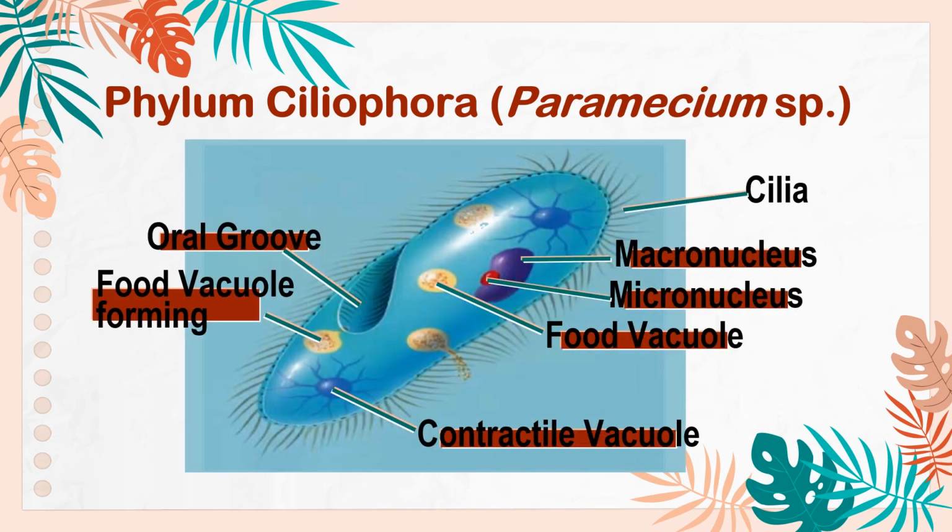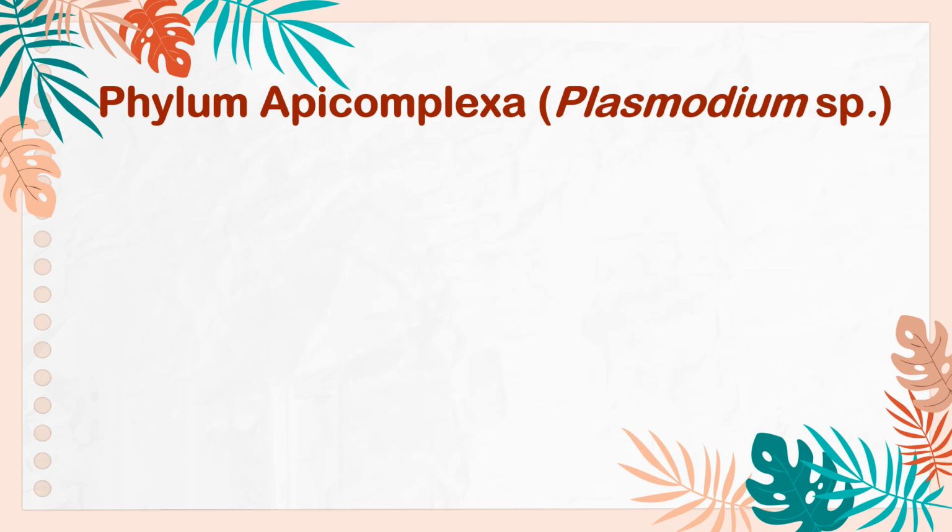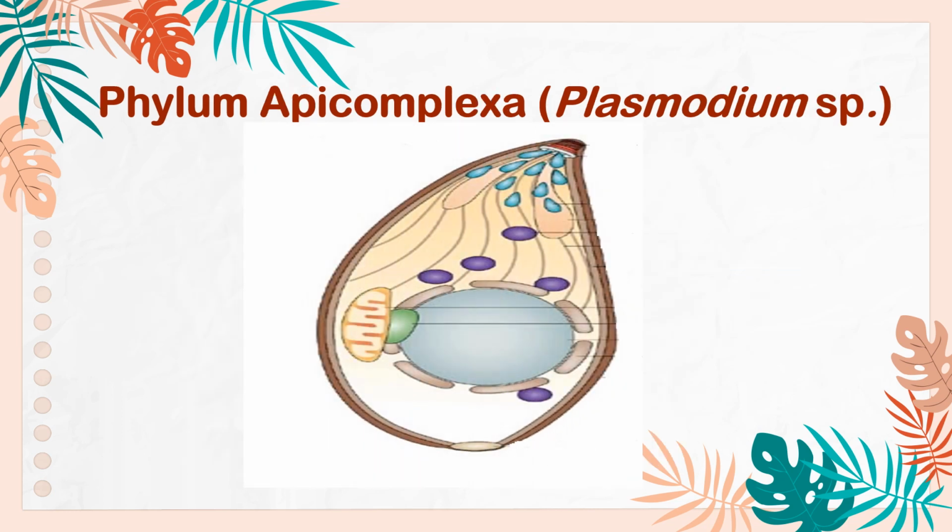This is the example of Paramecium species. They have cilia used for their locomotion. They have two types of nucleus, which are macronucleus and micronucleus. They have food vacuole and contractile vacuole. Phylum Apicomplexa. This is the example of Plasmodium species. Plasmodium species is non-motile. They have a nucleus, they have mitochondria, and Plasmodium can cause malaria.